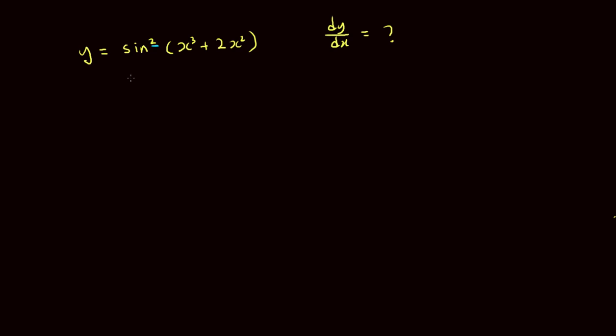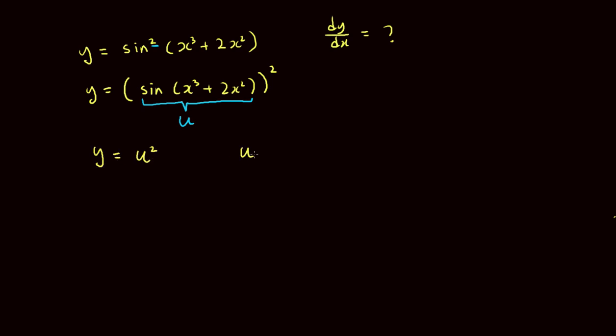If we were to rewrite the function, it would be sine of (x cubed plus 2x squared), all to the power of 2. That's what it means. In the chain rule, we normally substitute with a letter, any constant you want, say u. So y equals u squared, and u equals sine of (x cubed plus 2x squared).